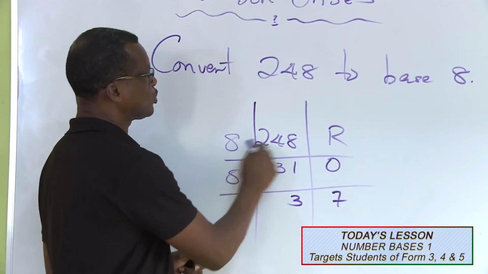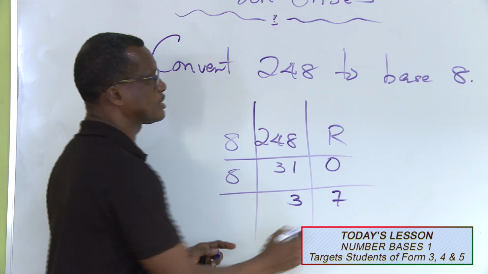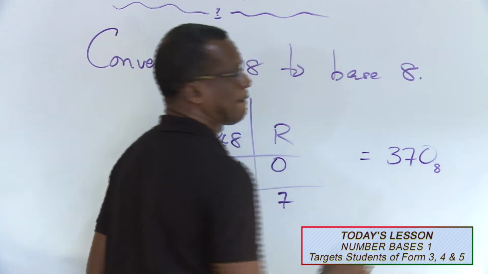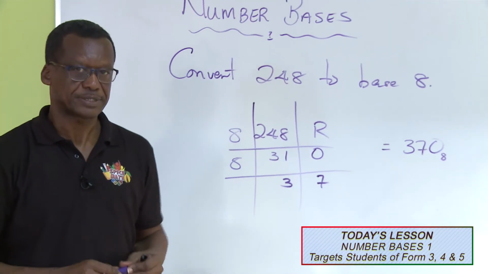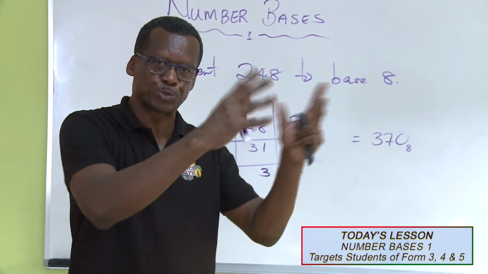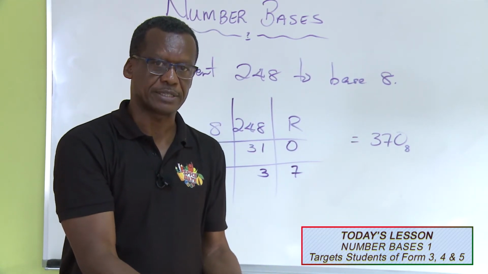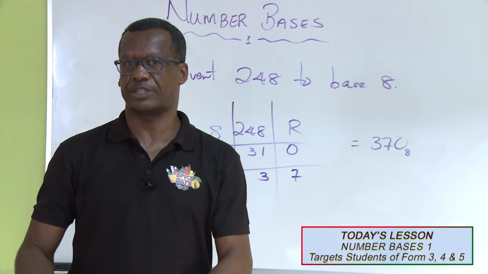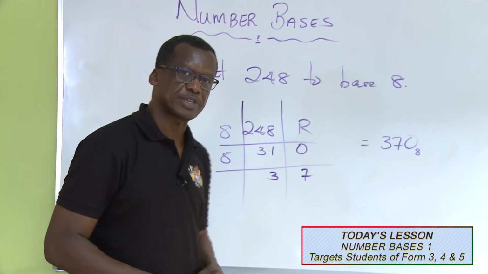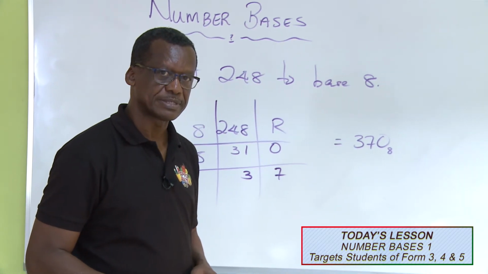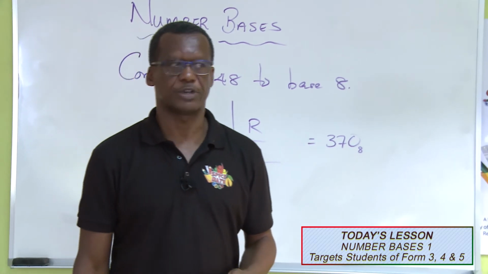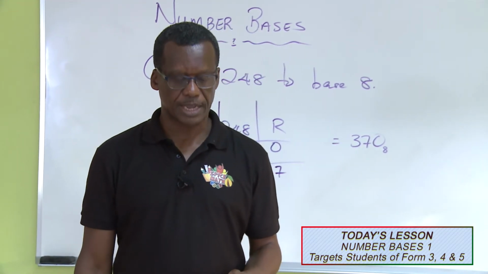That's our answer. So 248 converted to base 8 is equal to 370 base 8, simply by tracking the remainders. And this is how we have regrouped the groups of 10. Now they are arranged into groups of 8. Do you think you can try one on your own? Let's see you try a few of these on your own at this time.